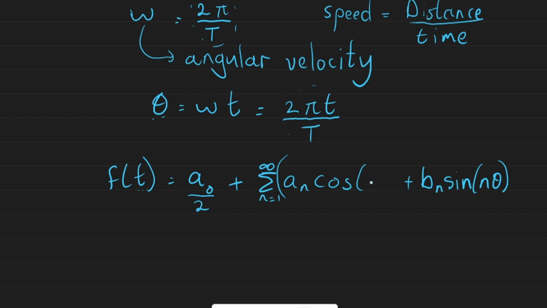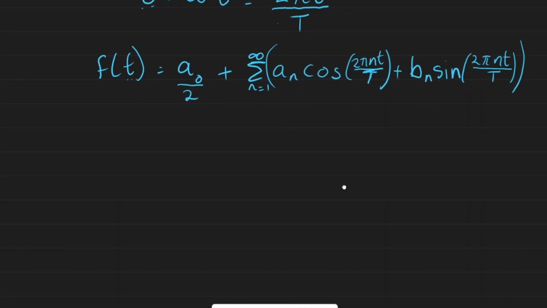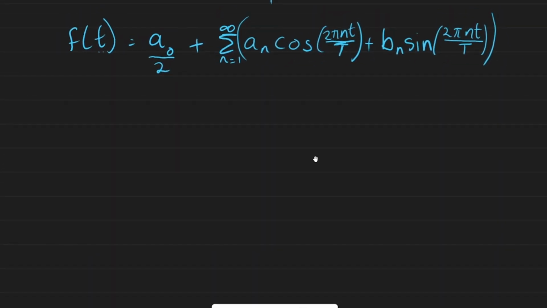So we can write this as 2 pi n t divided by T. And we can do the same here: 2 pi n t divided by T. Okay, so this is our Fourier series in terms of our new variables for any period T. So the question is, what do our Fourier constants now become? How do we write our Fourier constants?